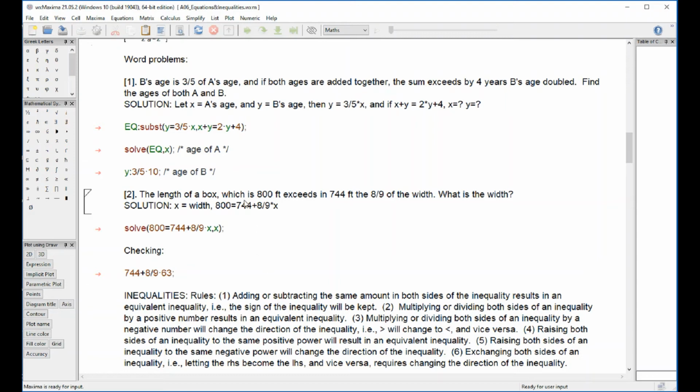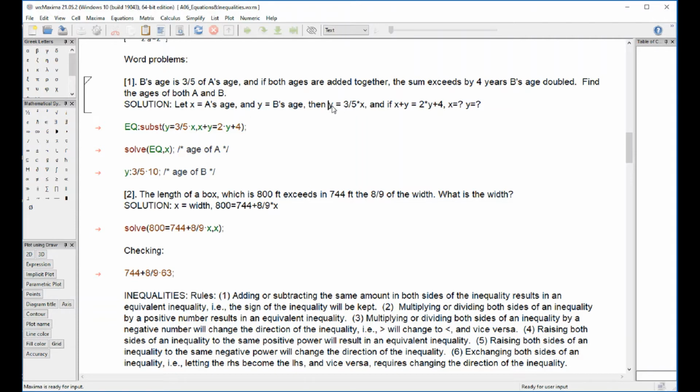Word problems. The age of b is h, and x is 3/5 of h. So if x is the age, y is going to be 3/5 of x. And if both ages are added together, the sum exceeds by 4 years the age doubled. So you have to add 4 to twice the age of y to equate the sum of the two terms. So we have two equations here.